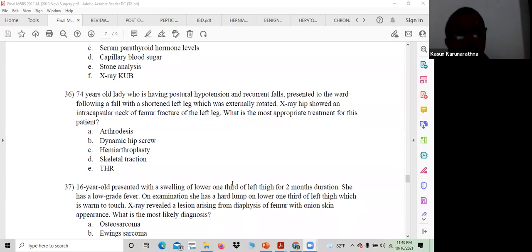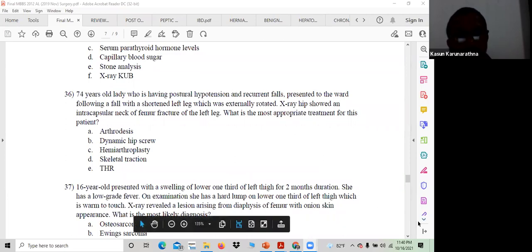So if it is a young patient with an intracapsular neck of femur fracture, you should confirm the avascular necrosis by CT. Then you should do a total hip replacement. If it is an extracapsular fracture, then a dynamic hip screw will be the management, right? That's that. Right. So the answer should be C, hemiarthroplasty.